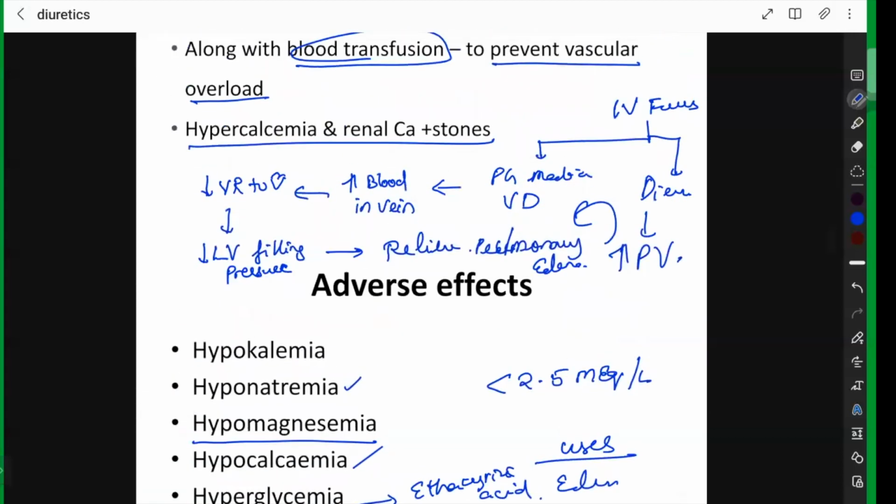Now coming to the uses: edema, acute renal failure, cerebral edema, acute pulmonary edema, acute left ventricular failure, forced diuresis, then hypertension, and acute hypercalcemia and hyperkalemia. Okay, so with this I'm completing the first part of the diuretics.